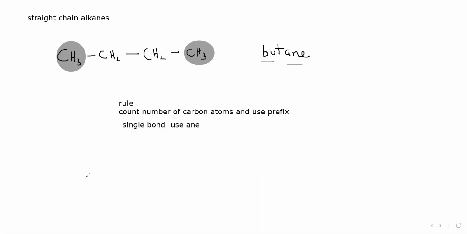In the same way, if I draw CH3, CH2, CH2, CH2, and CH3, is this a straight chain or a branched structure?